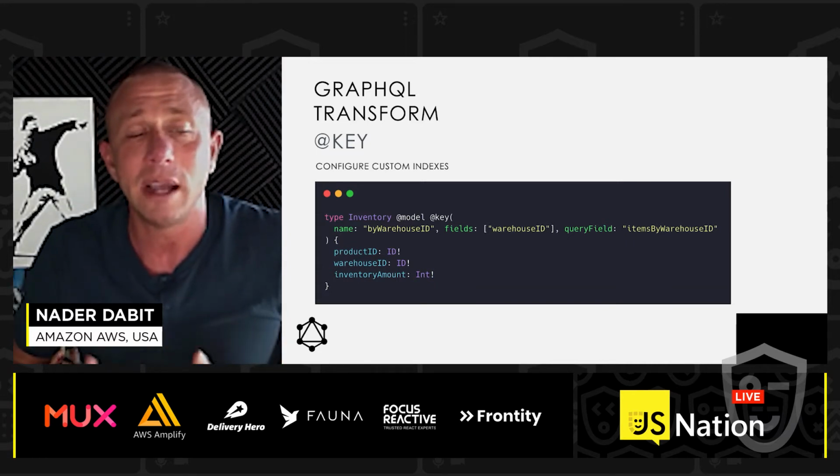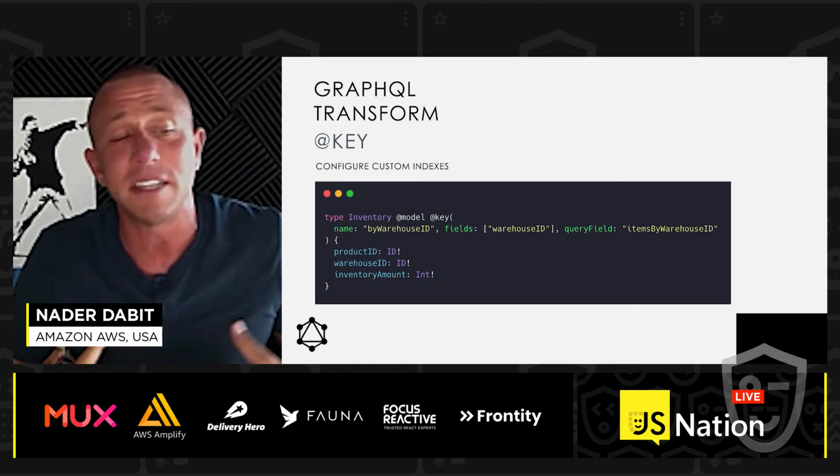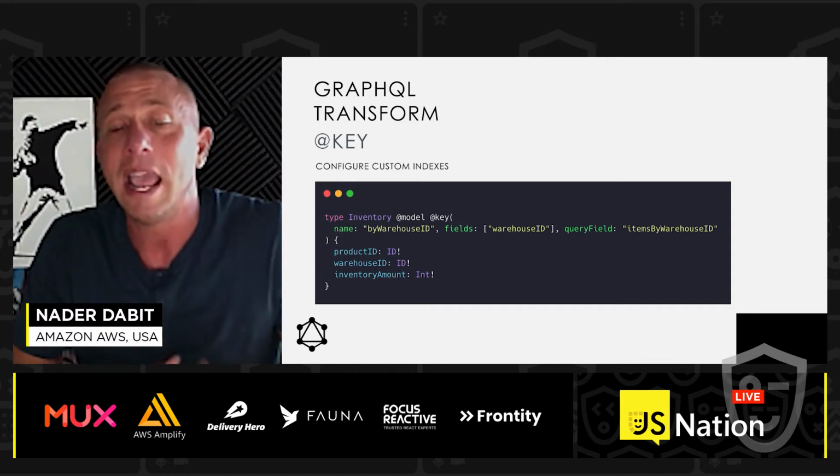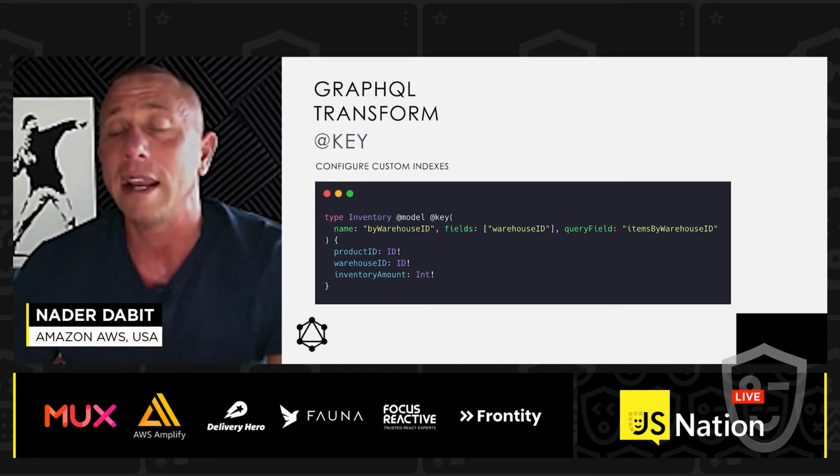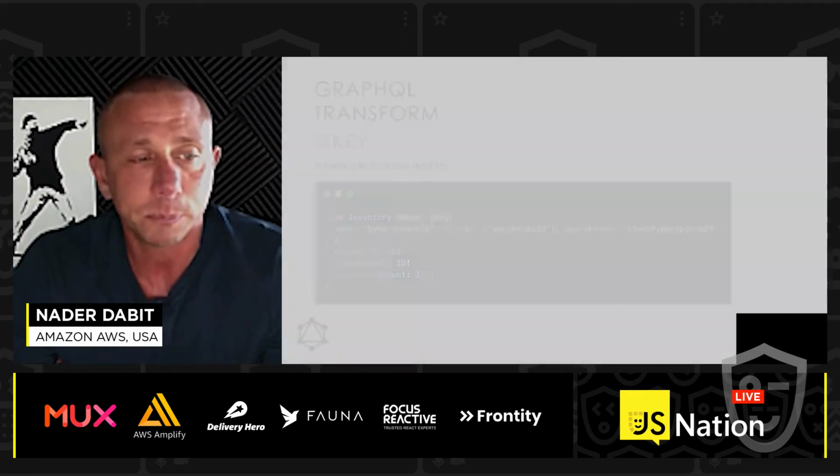And by doing that, to set that up, all we need to do is specify the field that we'd like to query on, and then the query field, which is the GraphQL query that we're going to be creating and giving to you out of the box.